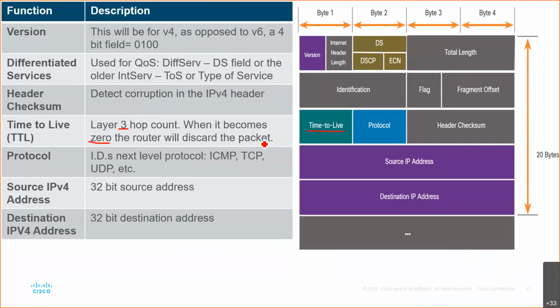It always finds, for example, if you're using different kinds of technology, like OSPF, it will always find the shortest path. Okay. Protocol, it will tell you what kind of protocol you're going to use. And of course, the source IP address, where it is coming from, and the destination IP address. This is your IP version 4 header. This is what it looks like.